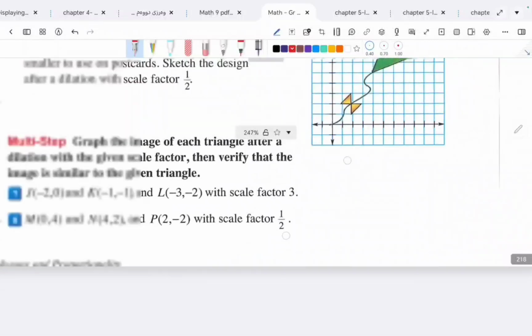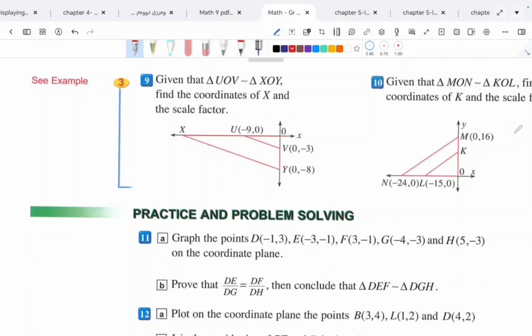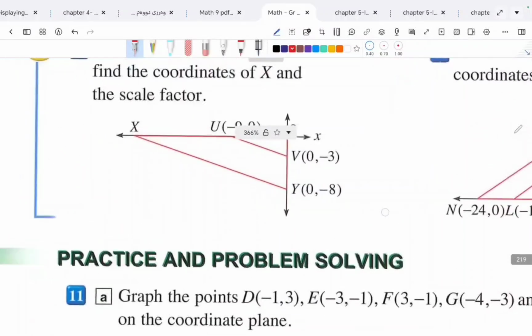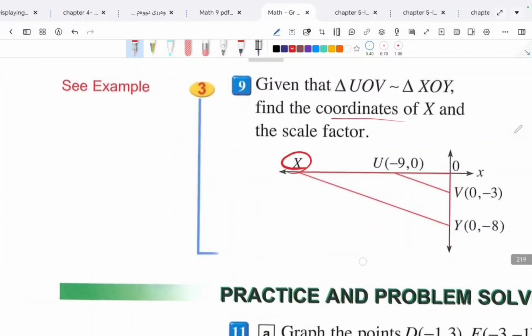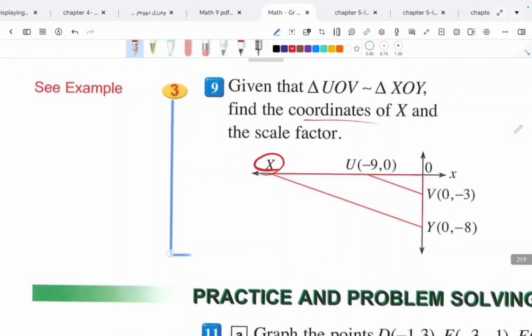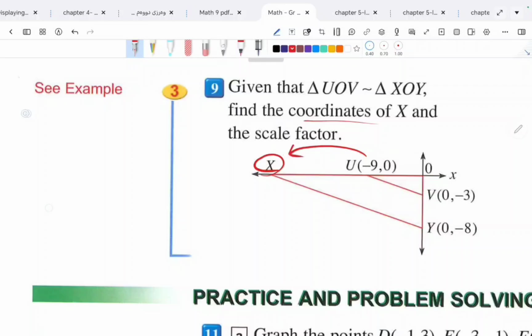Then for this example 9, how to solve it? Again, you have to find the coordinate of x, then the scale factor. For x, how to find x? We will say negative 9 out of x, which is equal to negative 3 out of negative 8. Negative, negative, they cancel each other or no? Yes, but negative within 9 stay the same, pay attention.